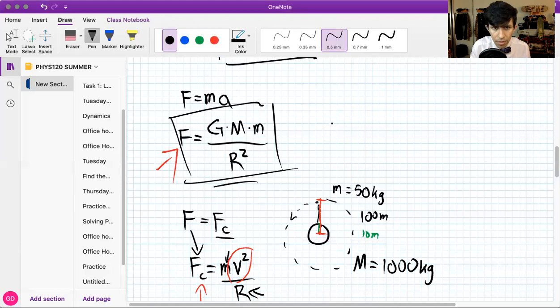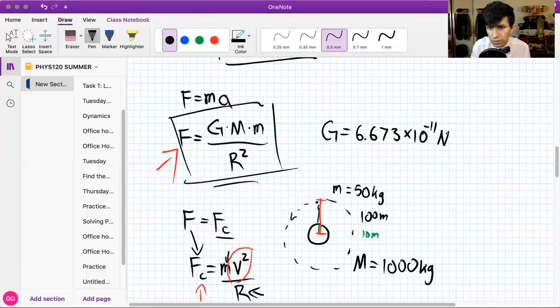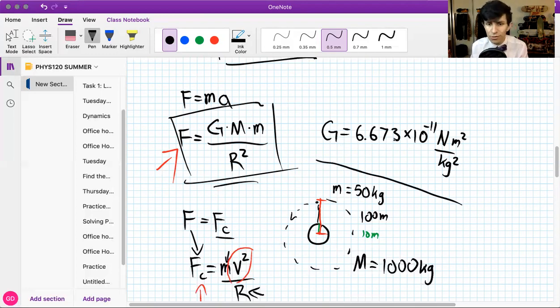G is equal to 6.673. I'm just giving you more digits than what you need, times 10 to the negative 11. And the units are newtons times meters squared divided by kilograms squared. So it's funky units, but that's just because it needs to cancel with everything else in there to end up with newtons. But yes, this is what the G constant is. For any problem you do, this is the value that you use for G.